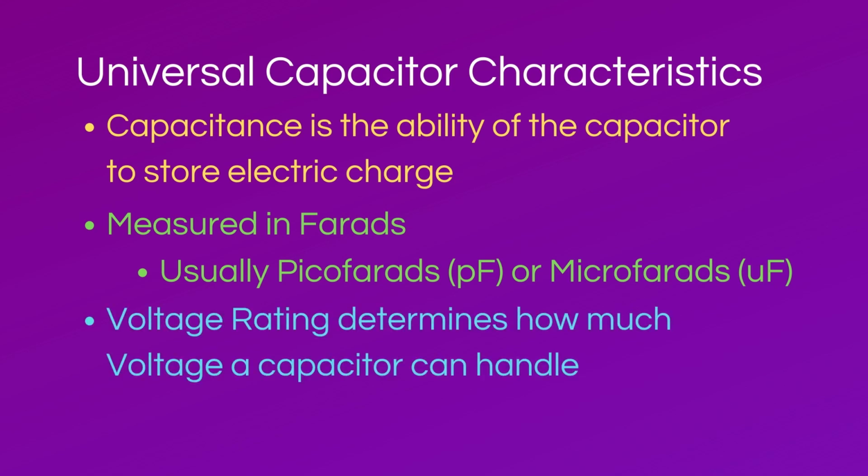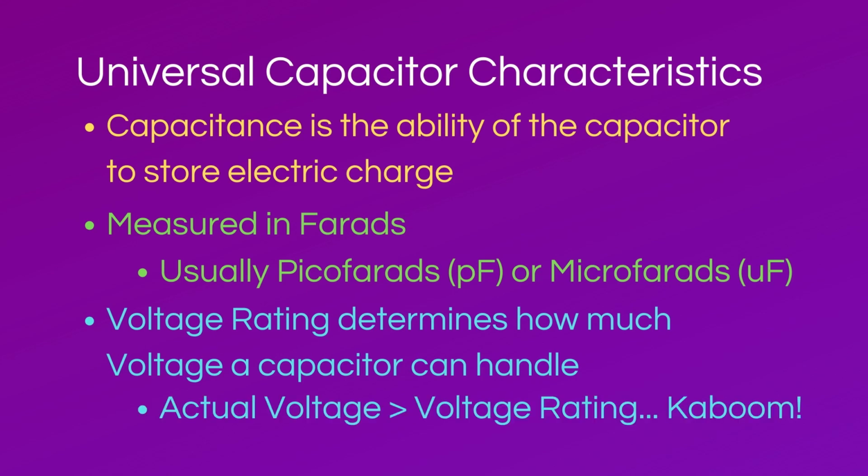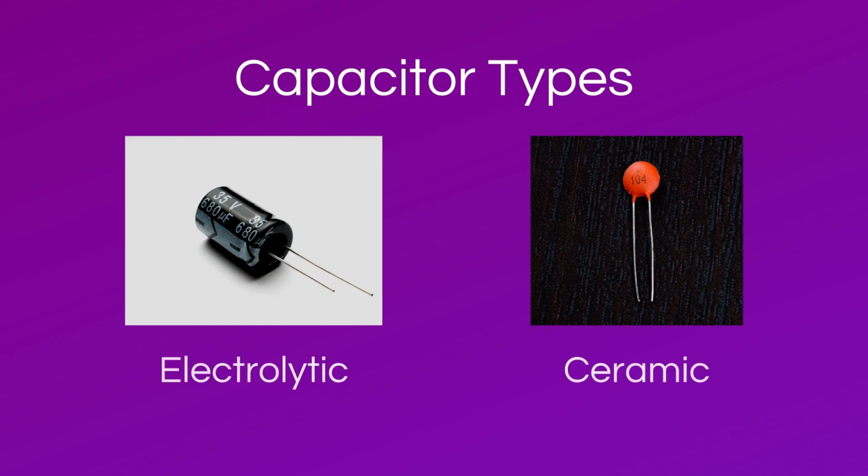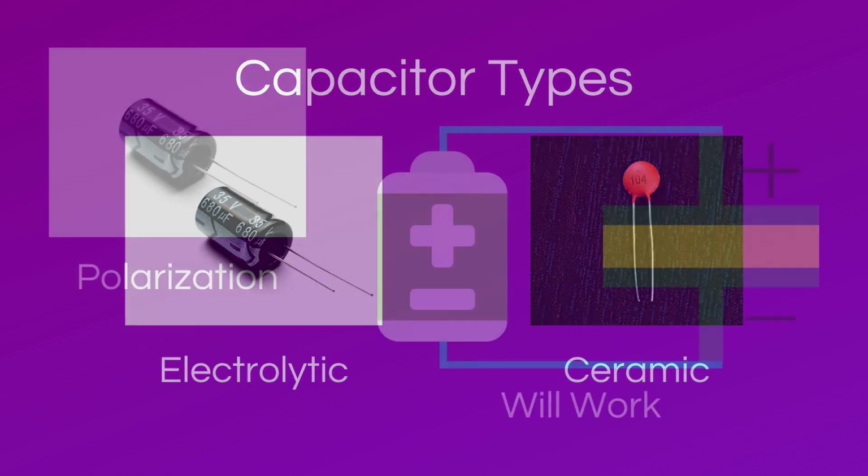A capacitor's voltage rating determines how much voltage a capacitor can handle. If the voltage of the circuit exceeds the capacitor's voltage rating, the capacitor will blow or be destroyed. When selecting a capacitor, you also need to know about capacitor types and their advantages and disadvantages. There are two main capacitor types, electrolytic and ceramic.